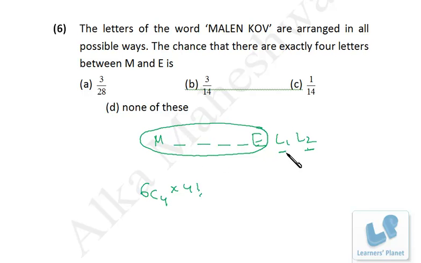Now we have this block plus two letters. Now the 3 things can be arranged in 3 factorial ways, right? And do not forget to multiply by 2, because we want 4 letters between M and E. So the order of M and E can also be changed, that is E and M. So I just take 2 also, divided by the total number of cases, that is 1, 2, 3, 4, 5, 6, 7, 8. That's 8 factorial, right?